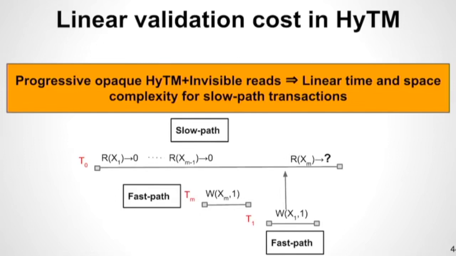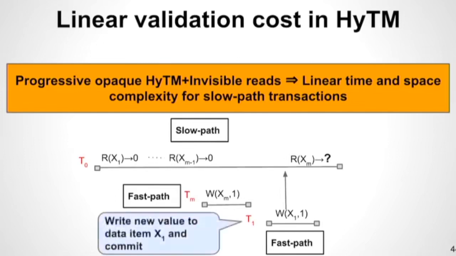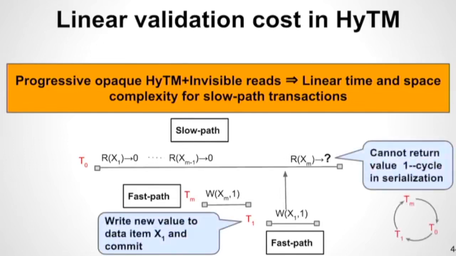But now we have a problem. The problem here being that if it does return 1, there is a cycle now. It can't return 1. That's out of the question. Because if it returns 1, then I have Tm and T1, which must appear in any total order, like a sequential execution, to have happened before T0. And I can't justify the response of x1 returning 0 and xm returning 1. It can never happen in a sequential execution. This is not a safe piece of code.